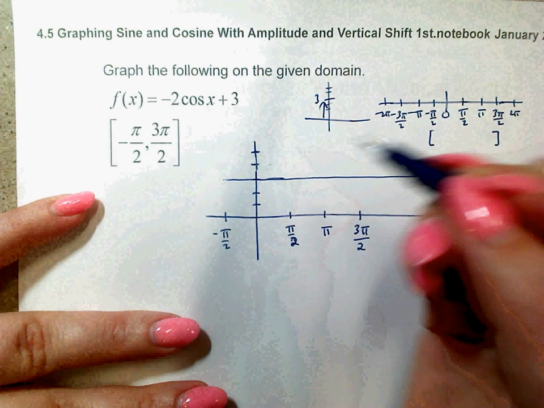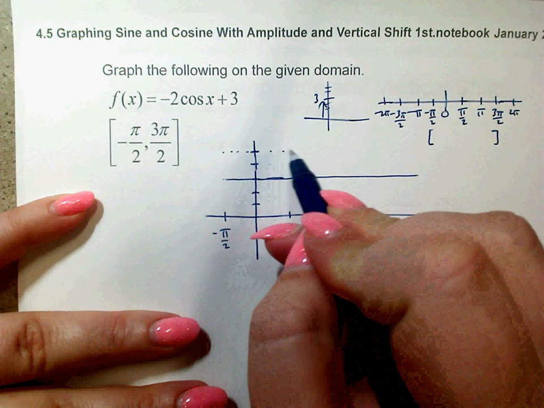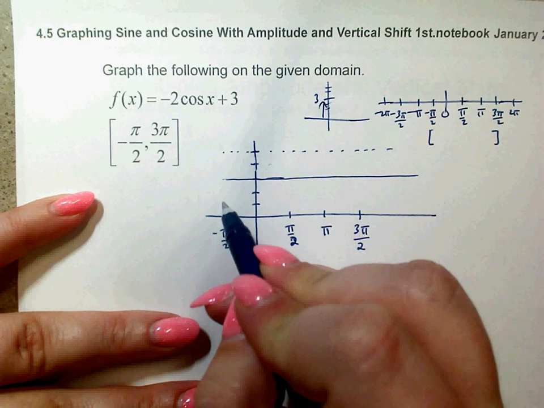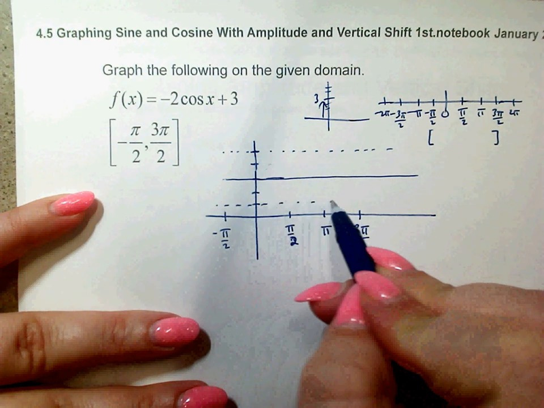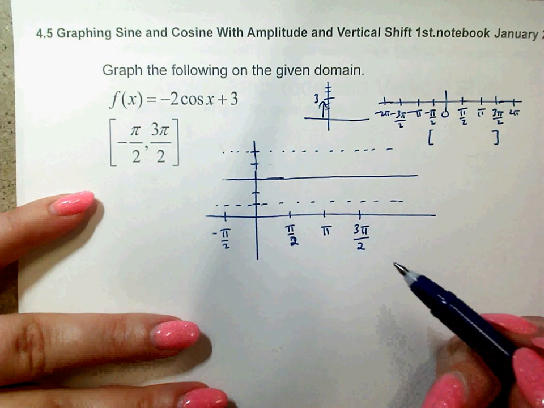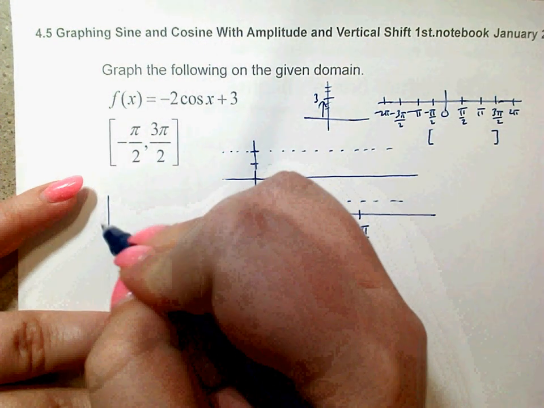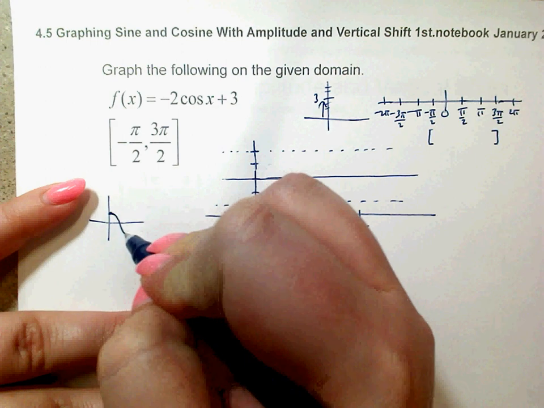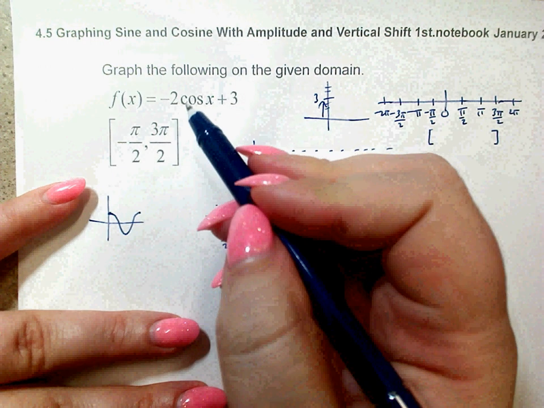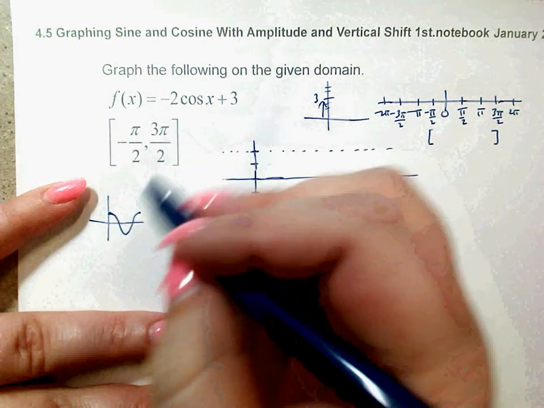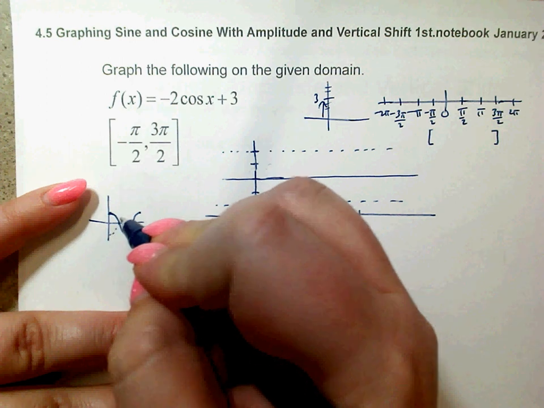Yeah. And then I'm going to draw amplitude lines across, up 2 and down 2 from my midline. And then I'm going to sketch. Okay, so I know that cosine normally looks like this. It starts up at the max, comes back down, and goes down, right? But I have a negative which flips it over the x-axis, so it should actually look like that.